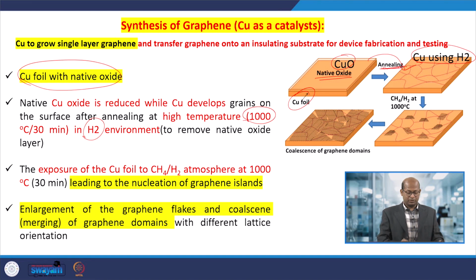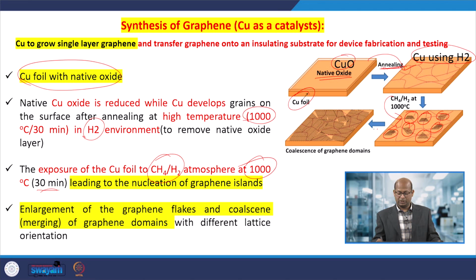So then, on exposure to methane at high temperatures for 30 minutes, graphene growth begins, meaning the methane carbon is decomposed and graphene forms on the surface. Then there is coalescence of the graphene domains, meaning enlargement of the graphene patches and coalescence of domains with different lattice orientations, which can be observed here. Initially it starts, and then over the total surface the graphene grows.